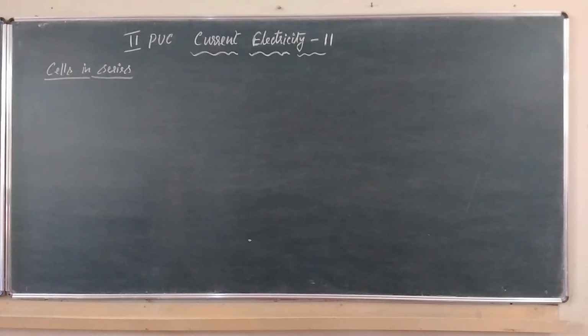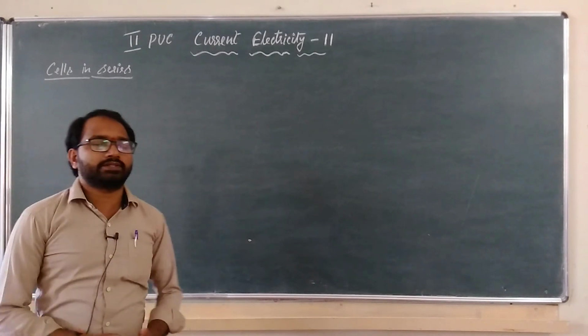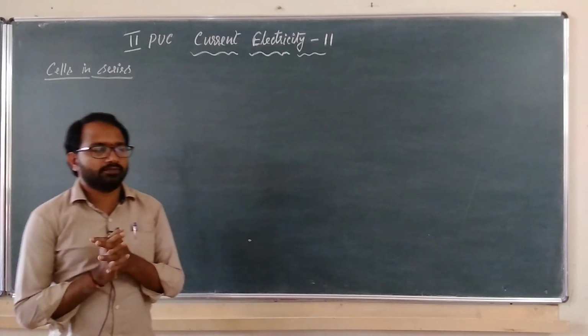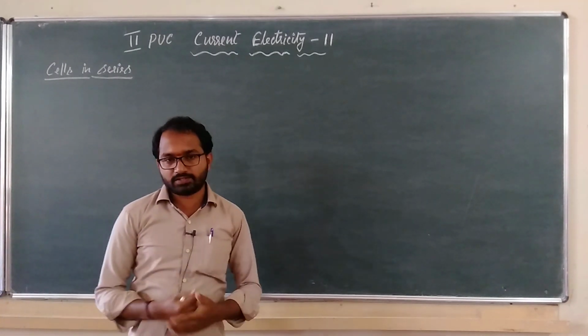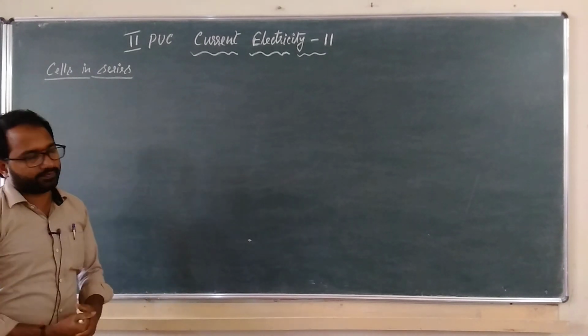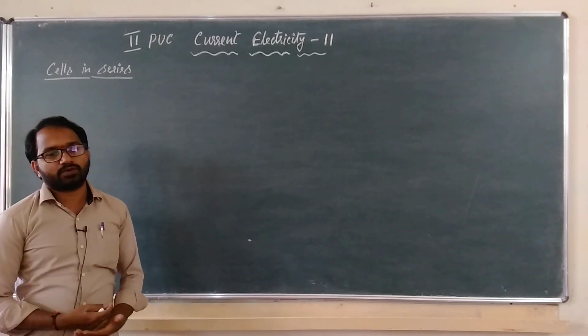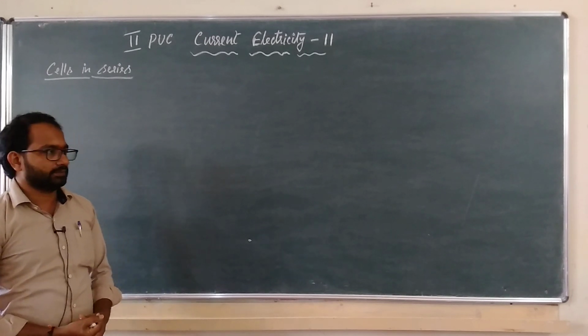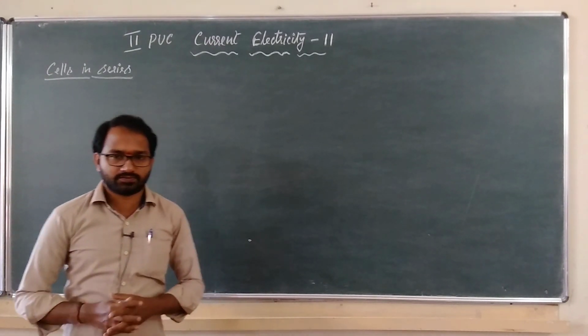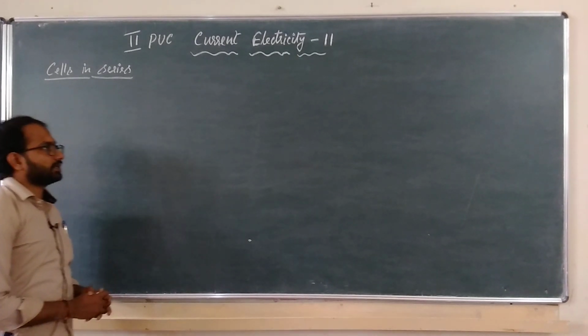So in the previous class we discussed the cells. What do you mean by the EMF of a cell? What is the internal resistance of a cell? What do you mean by the terminal potential difference? What is the expression for maximum current? So these are all the things we discussed in the previous class.